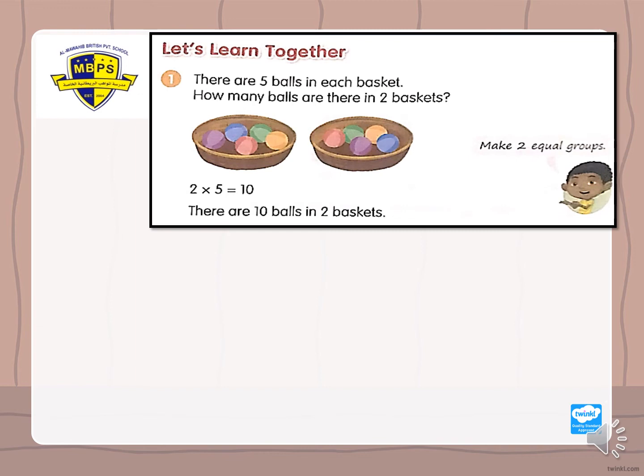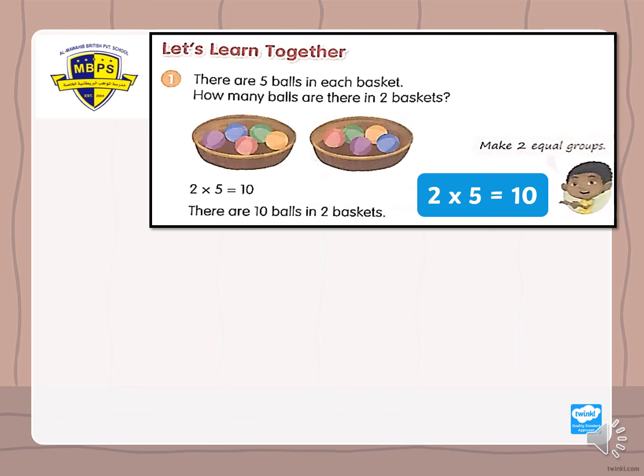If I have 5 balls in 2 baskets, it means that I have 2 equal groups, and in each group I have 5. So 2 by 5, or 2 multiplied by 5, or I can say 2 groups of 5, equal how many in all? 10. So I have 10 balls in 2 baskets. So 2 by 5 equal 10.